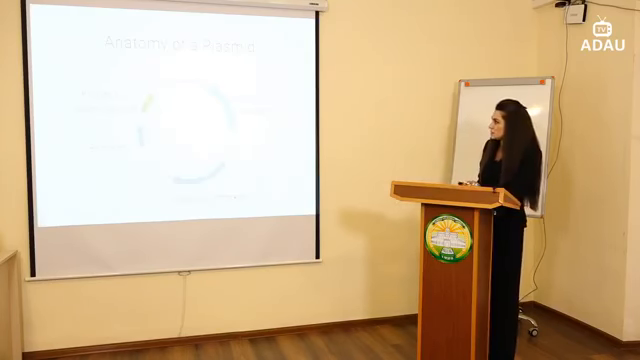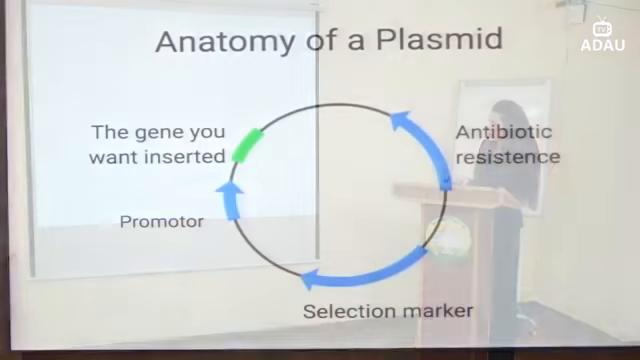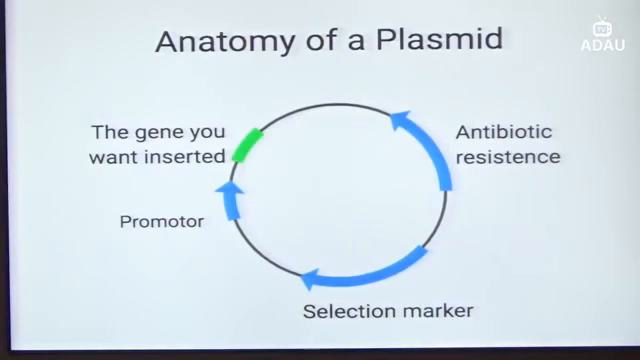And this is the anatomy of the plasmid. This is the gene you are interested in, this is the promoter, this is the selection marker, and this is the antibiotic resistance.